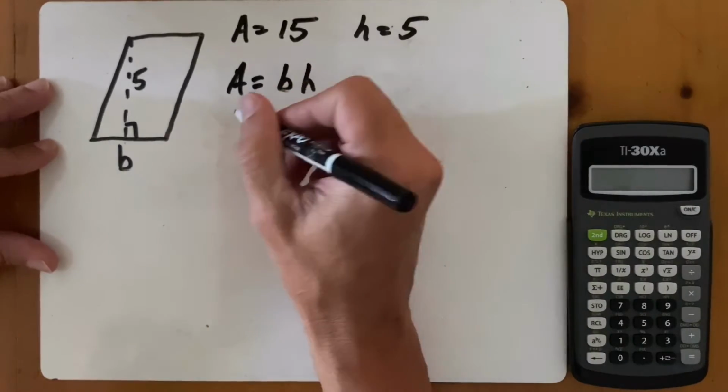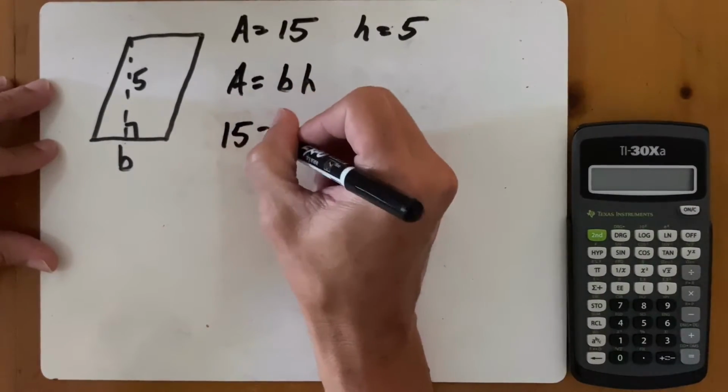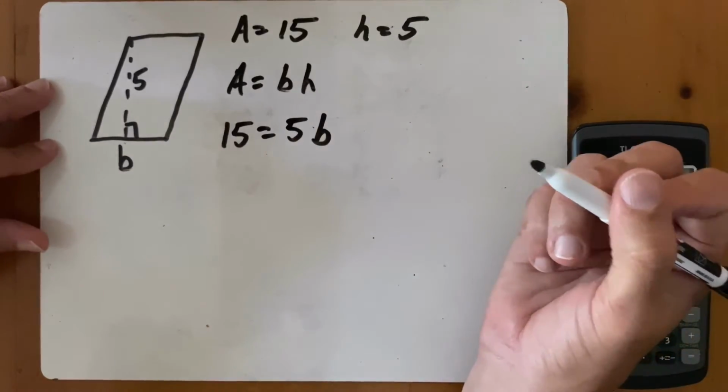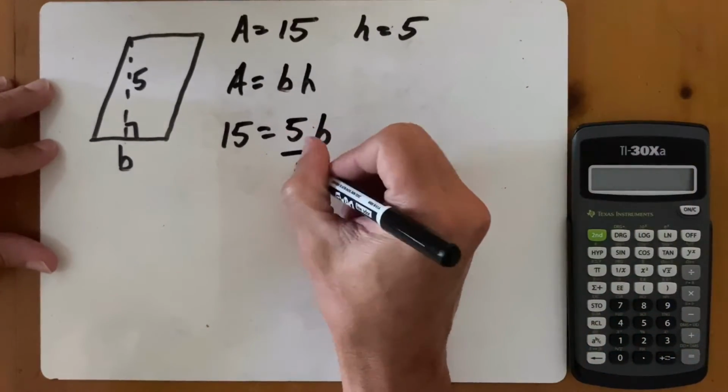So we're just going to plug that in. So the area is 15 and the height is 5. Then how do we solve for b? Well, we divide both sides by 5.